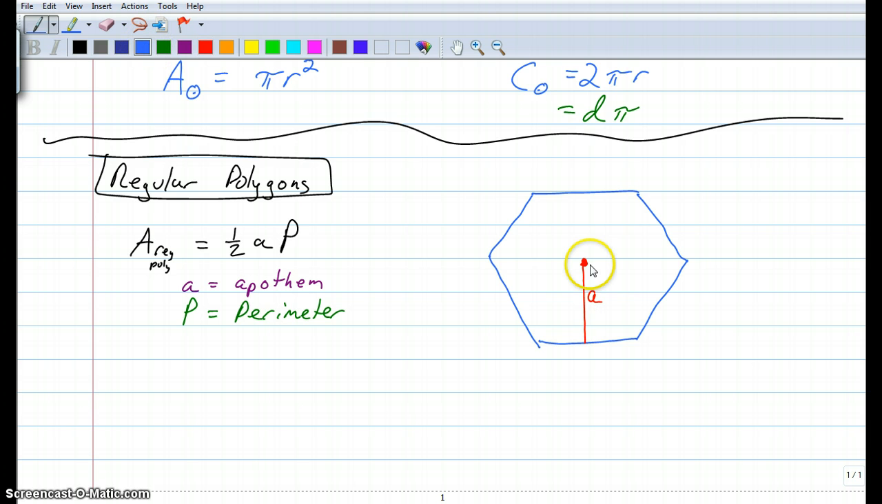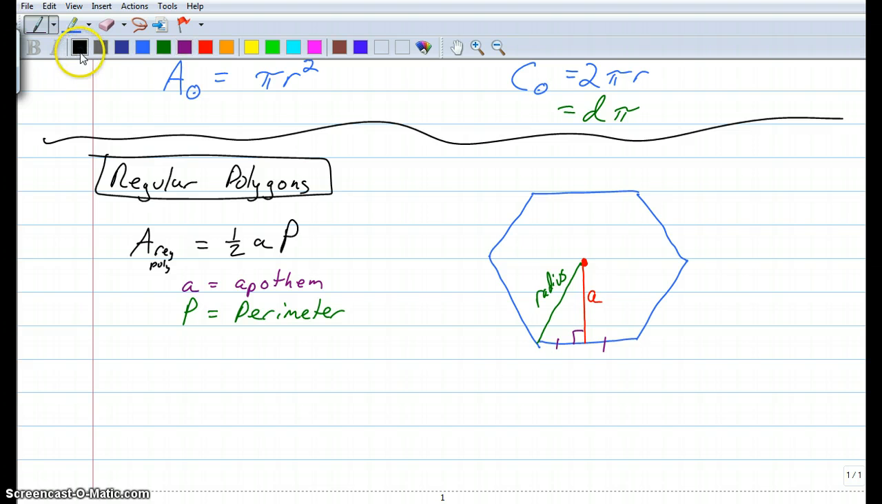Now, if you draw this other segment from the center to a vertex, this here is called a radius of a regular polygon. I know it's kind of a strange word for a polygon, but that is a radius. We'll talk more about why that is tomorrow. But for right now, an apothem is from the center to the midpoint of the opposite side, so it bisects this. And the radius is from the center to a vertex. All right, and this right triangle is going to be very useful.